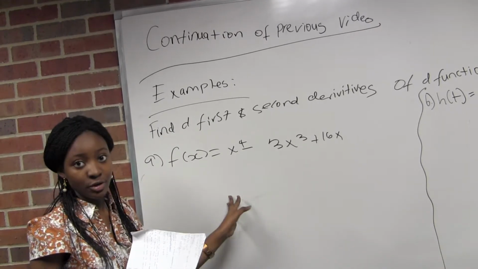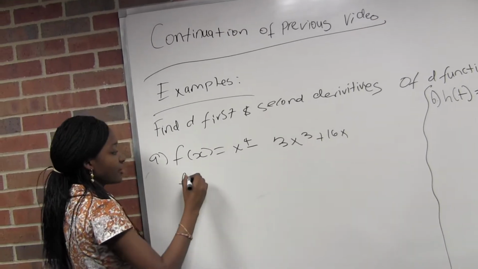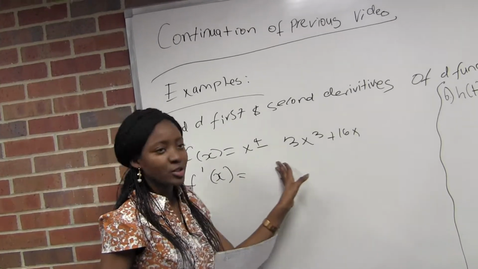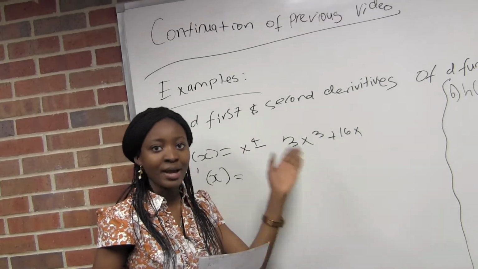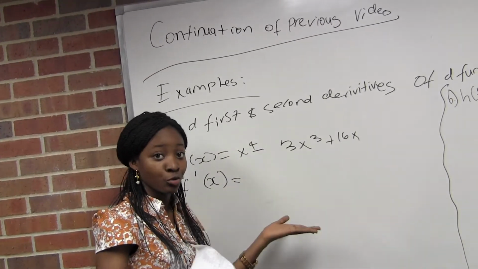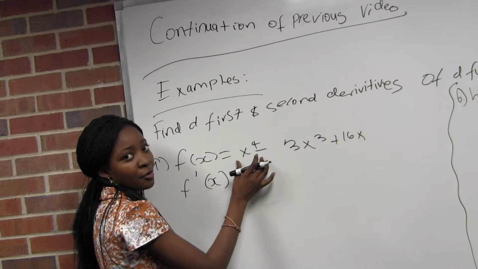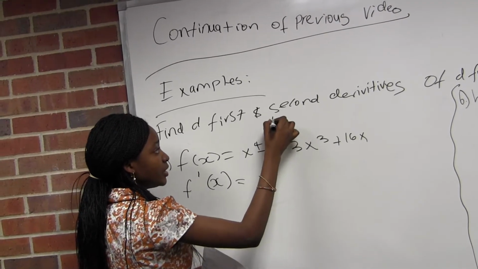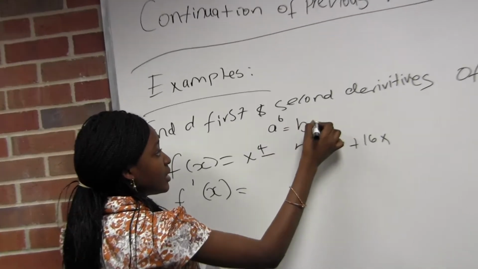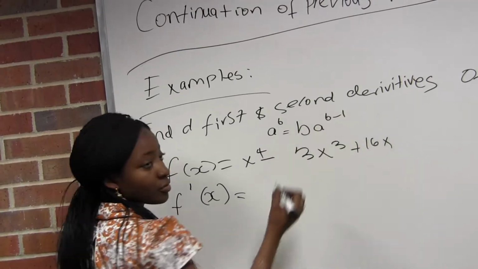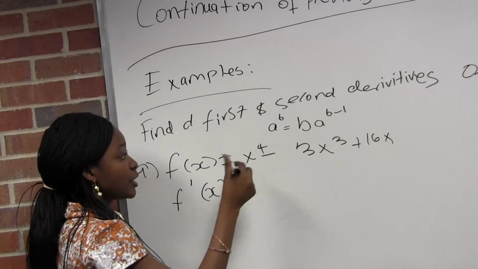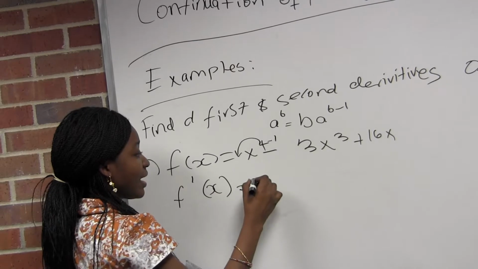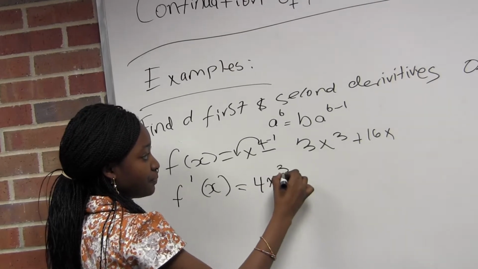I'm going to start with this function. So I'm going to have my f prime of x. In order to solve this question, I'm going to make use of my power rule and my addition and subtraction rule. Now, I have x to the power of 4. If I have my power rule, a to the power of b becomes b times a to the power of b minus 1. That's the same thing that applies here. So my 4 is going to come down and I subtract 1, so now I have 4x to the power of 3.